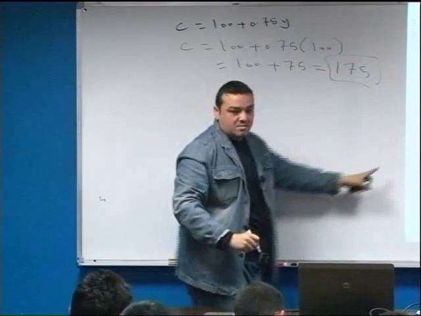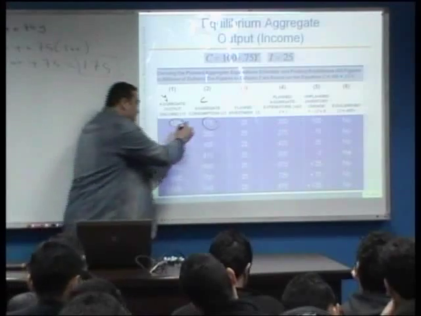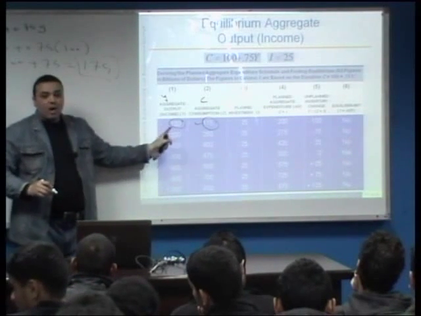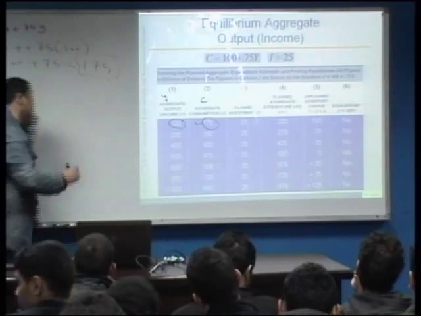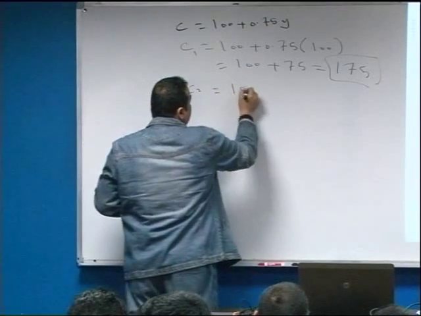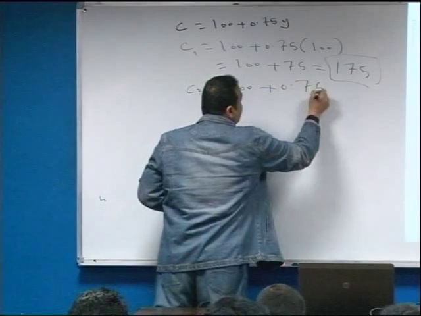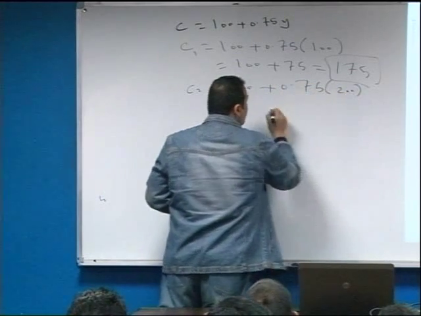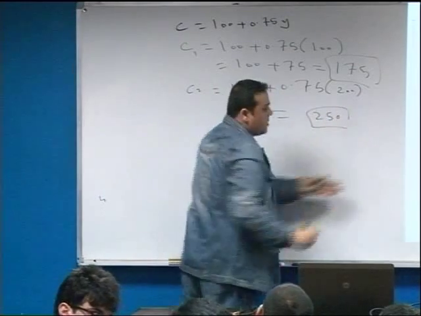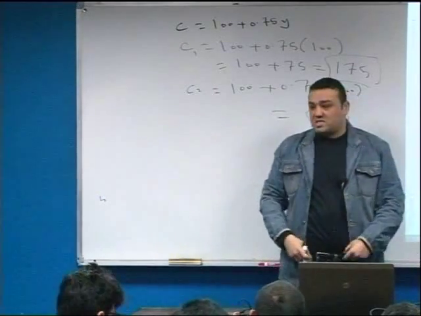This is the first case. And the second case, the same. At Y equals 200, how much is the consumption? C2, this is C1, C2 equals 100 plus 0.75 times 200 equals how much? 225. The same for all cases, right?